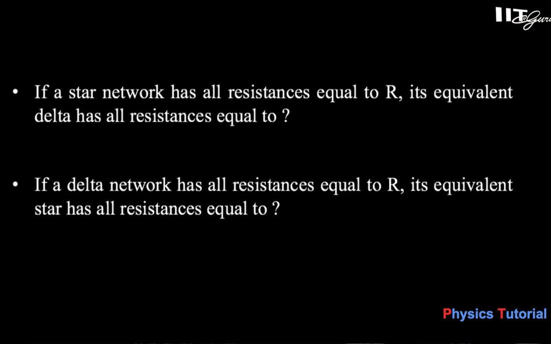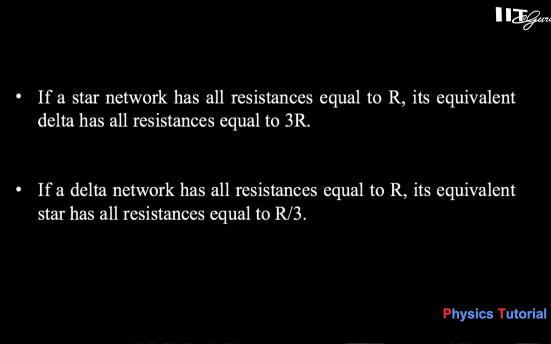So okay, now come back to the video. If a star network has all resistances equal to R, its equivalent delta has all resistances equal to 3R. Is it correct? And if delta has all resistances equal to capital R, its equivalent star has all resistances equal to R by 3.